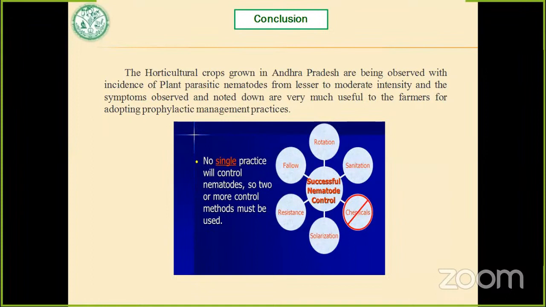So unless we go with cultural management practices along with biological ones, only then can we effectively manage the parasitic nematodes. As a prophylaxis, we have to take utmost care, and with this we can manage all the incidents, so that the farming community can be most helped. And with this I conclude my topic today, that is, the bioagents in managing plant parasitic nematodes. Thank you for giving me this opportunity.